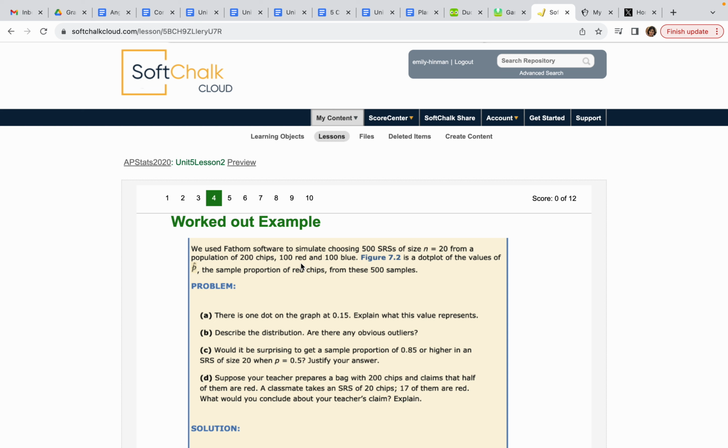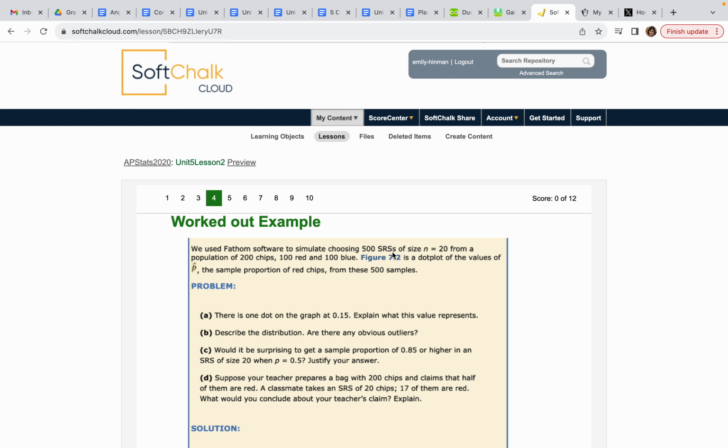Often we're not going to know what our population is, but in this case we do, as we're learning what these things mean. So I have 200 chips in here, and you're going to choose 20, and you're going to do that 500 times. So choosing 20, 500 times. And how do I calculate p hat? Well, every time I take out 20 chips, I'm going to know how many are red and how many are blue. So this is asking you the proportion of red.